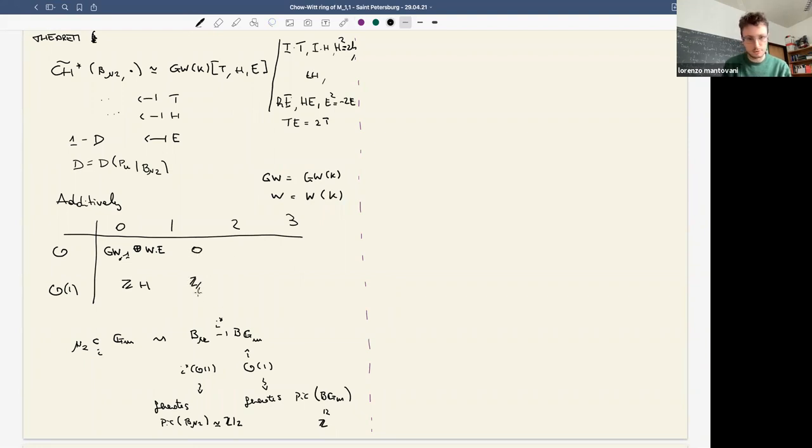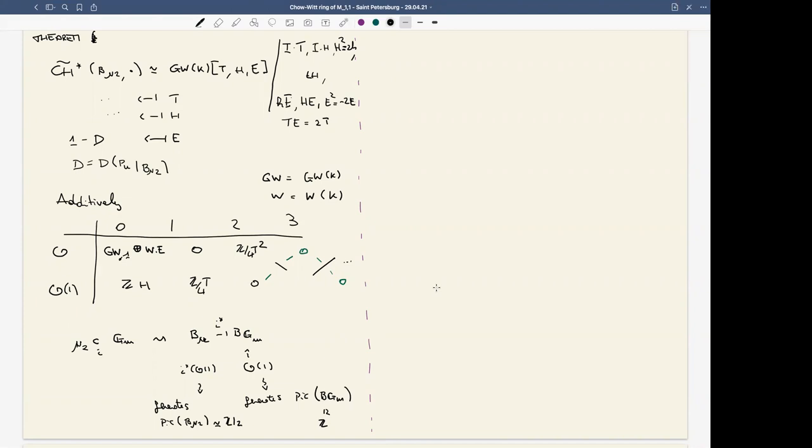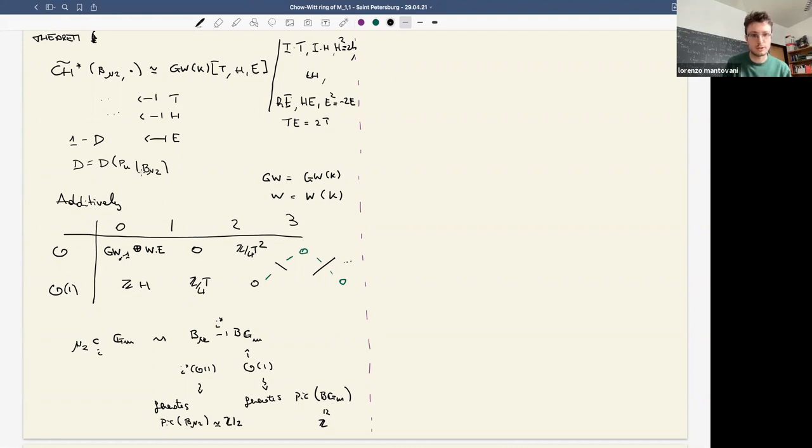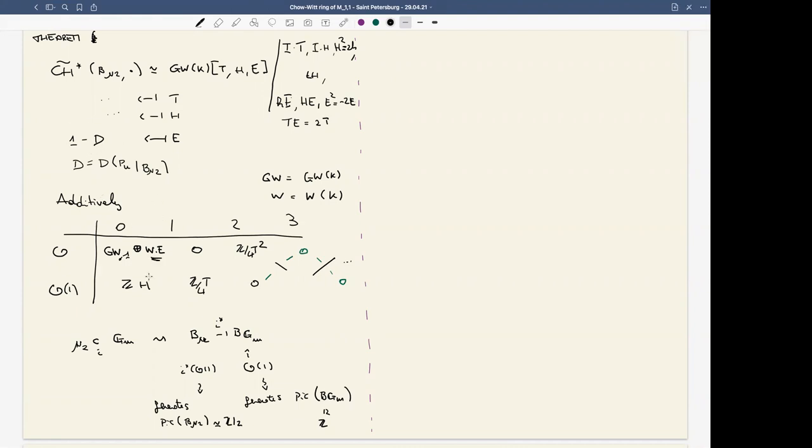And here you have Z mod 4 T, and zero, Z mod 4 T square. And the pattern continues alternating, Z mod 4 T square here and there, and zeros on what remains open. Okay. Good. So, and where is D? D is here. It's E and is sent to 1 minus D. Oh, okay. Yeah, right. Okay.